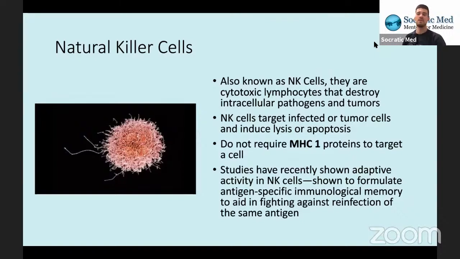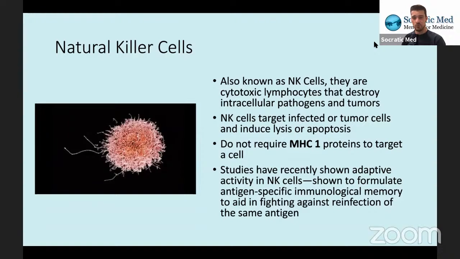We'll talk a little bit about MHC. Those basically just present antigen to the immune system. A lot of cells need that MHC1 complex in order to identify what cells they need to destroy, but natural killer cells actually don't need to do that, which is why studies have recently shown adaptive activity in NK cells. They're being implicated in cancer therapies. That's really where the main focus for natural killer cells in immunology is right now. There's a lot of buzz around natural killer cells and cancer therapy.